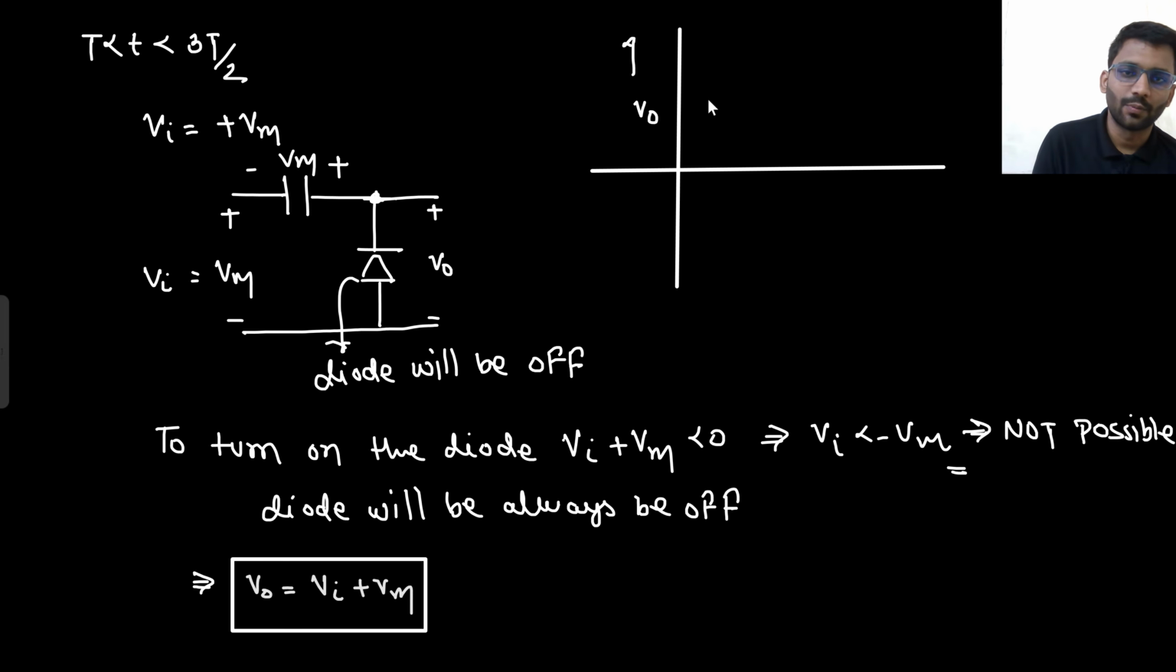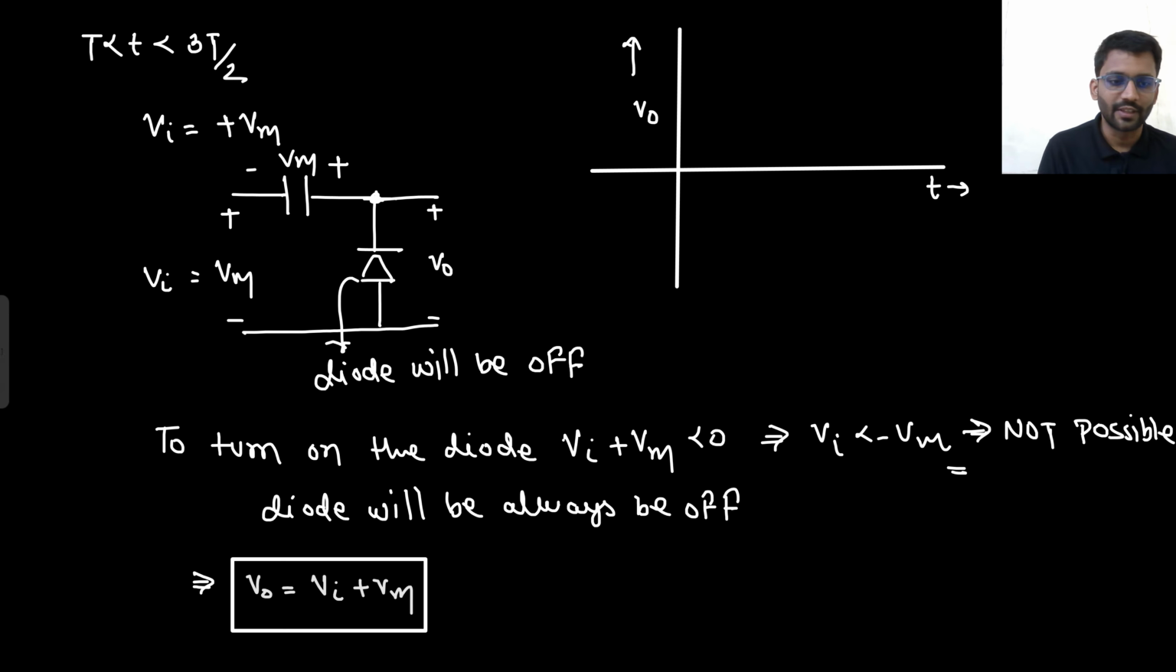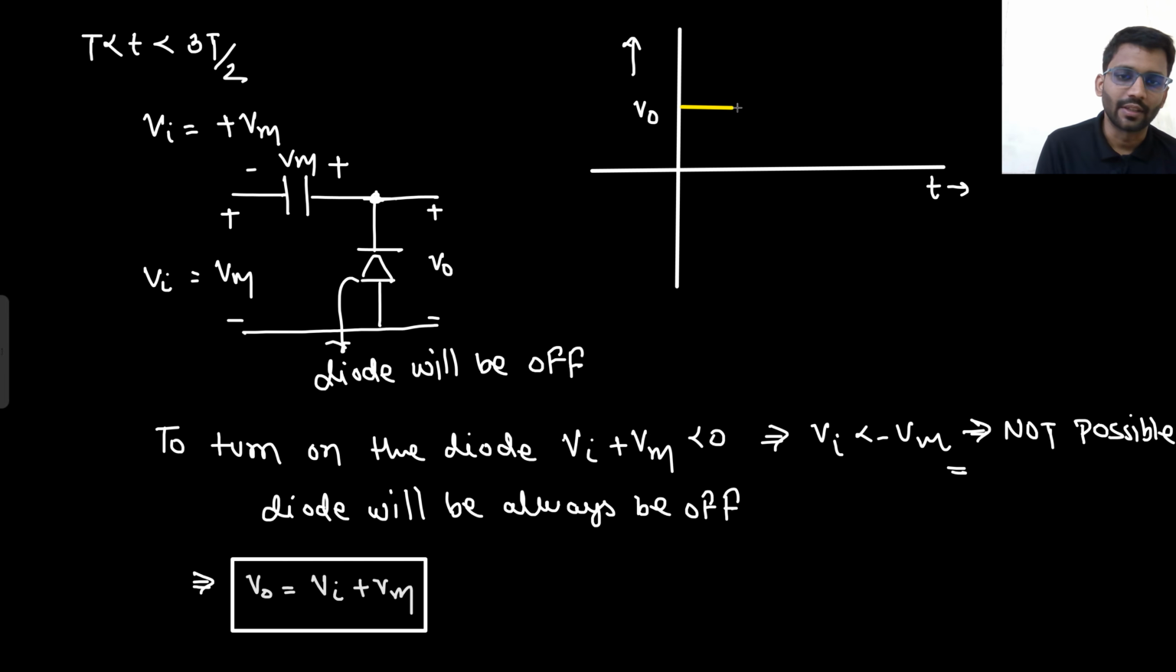So in the output, what was happening? Initially, for the first cycle, for 0 to t by 2, V naught was Vm only. Then what was happening? V naught was 0.